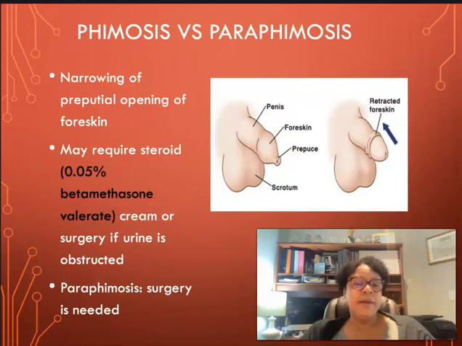All right, so now we're going to talk about phimosis versus paraphimosis. First of all, phimosis in itself is a narrowing of the preputial opening of the foreskin.